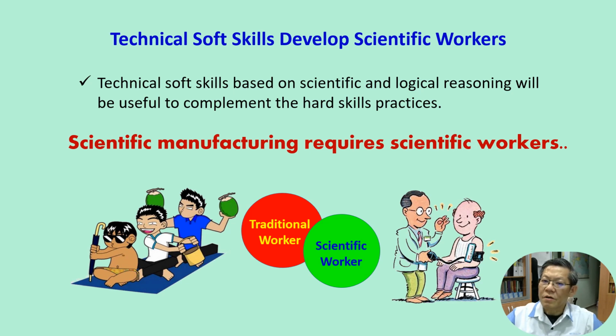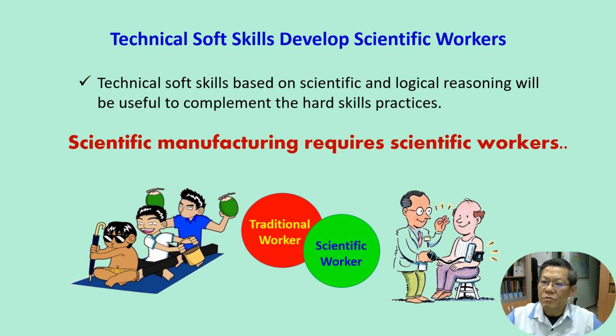Manufacturing should be regarded as a science but not a magic. A solid understanding in theory will introduce science and the engineering procedure to the manufacturing process by removing the uncertainties and give a consistent and repeatable result. Scientific manufacturing requires scientific workers. Technical soft skill based on scientific and logical reasoning will be useful to complement the hard skill practice and to train and develop scientific workers.